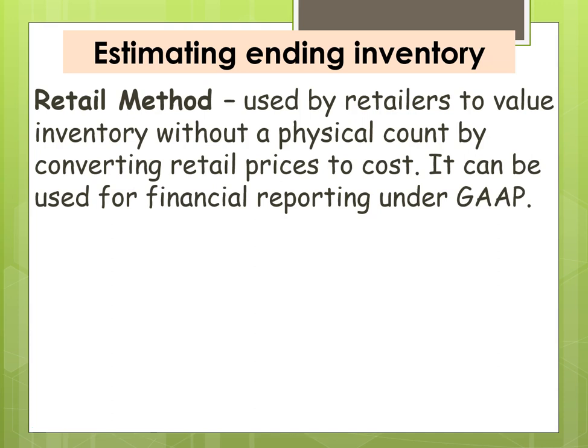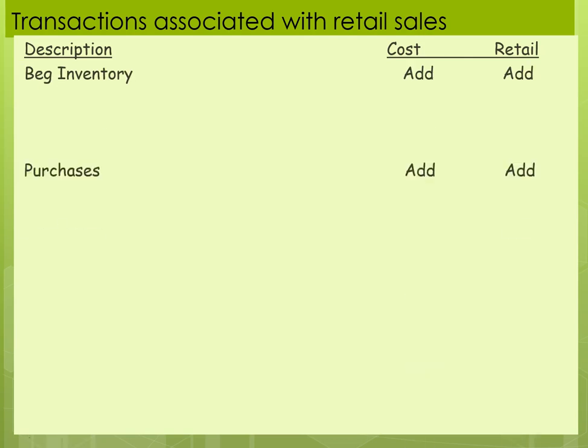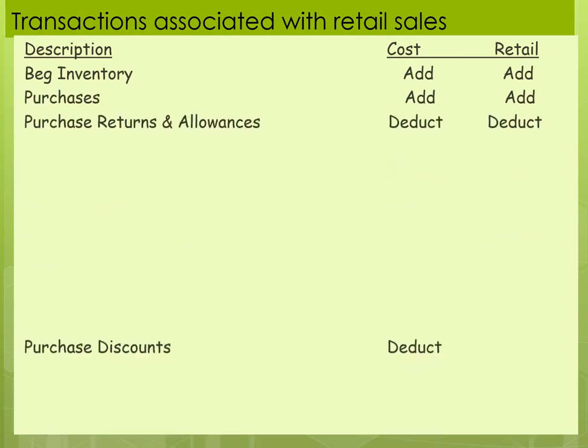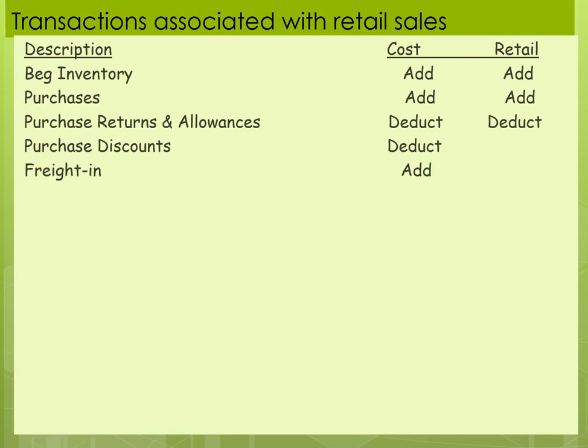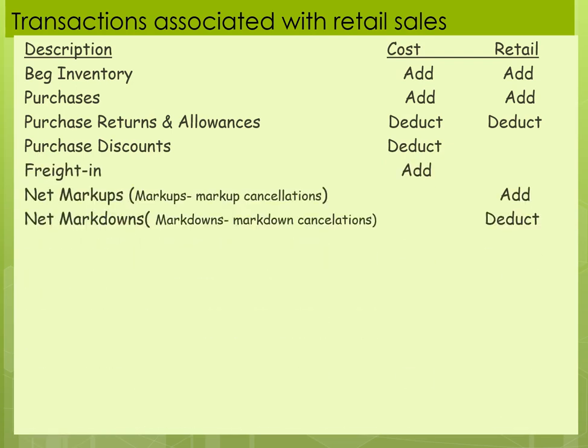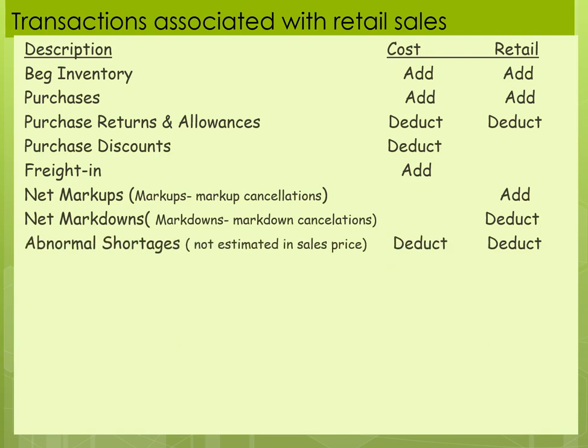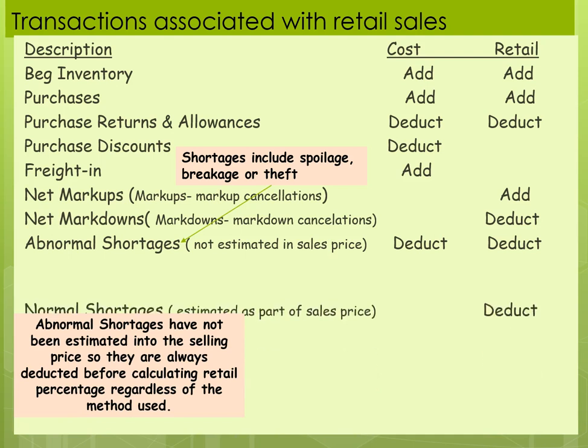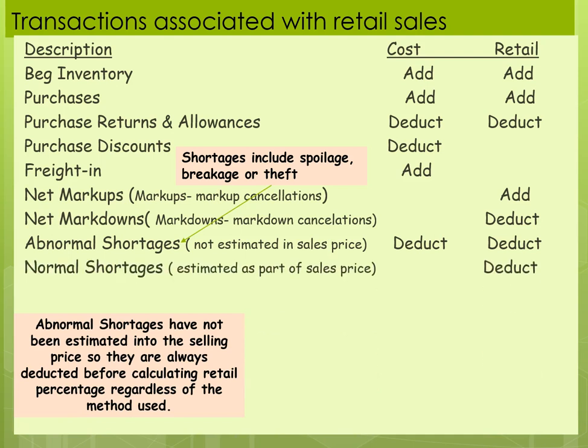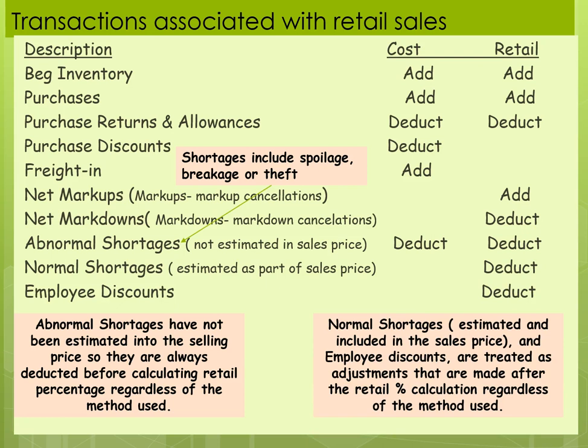Now, let's first see what kind of transactions we deal with when we're doing retail. We have beginning inventory, purchases, less purchase returns, minus discounts, plus freight in, plus net markups, minus markdowns, and abnormal shortages. Remember, abnormal shortages are always shown above the line. And then we've got normal shortages and employees' discounts. These are always shown after the percentage calculation. So that's the general cost we're always going to get, and then we've got to figure out what to do with them.